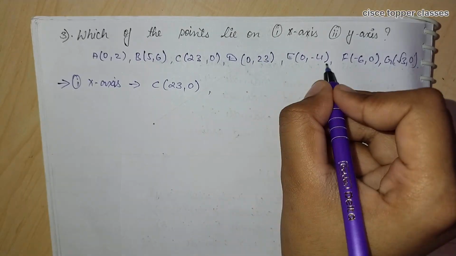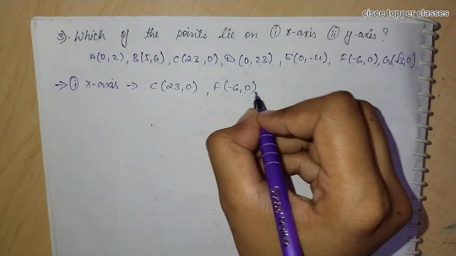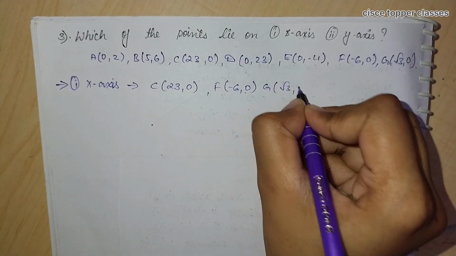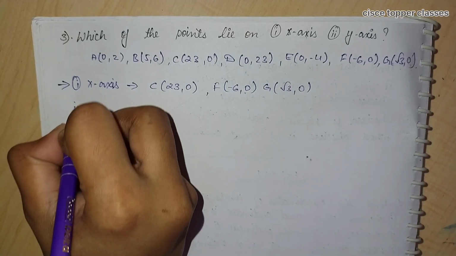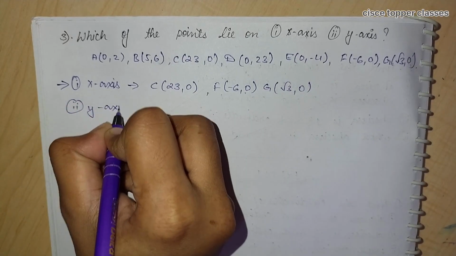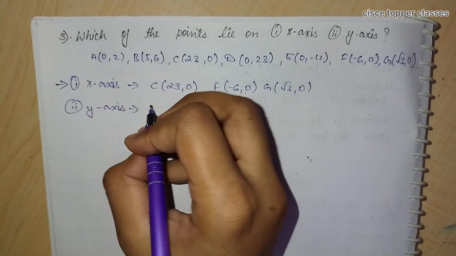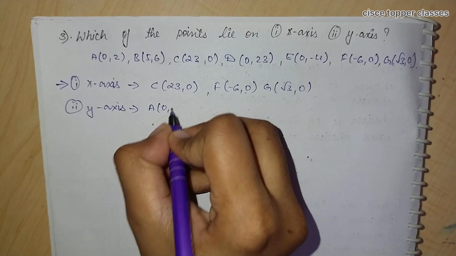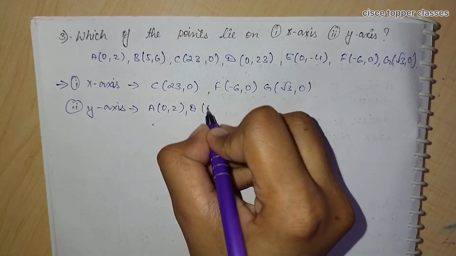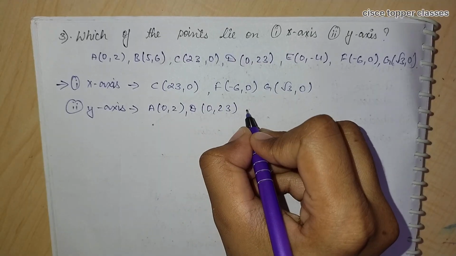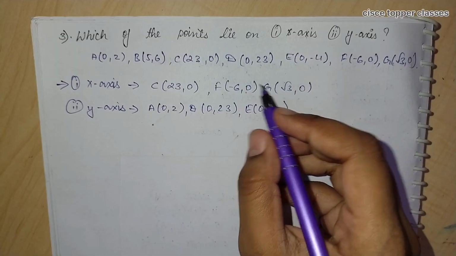Now we have point F. It is also minus 6 comma 0, and here also G. So these all are points lie on the x-axis. Now the second part is asked for y-axis, and here x abscissa will be 0, and it will have the value for y. So this will be point A, which is 0 comma 2, and the point D, which is 0 comma 23. Point E is also 0 comma minus 4. So this is the final solution for third question.